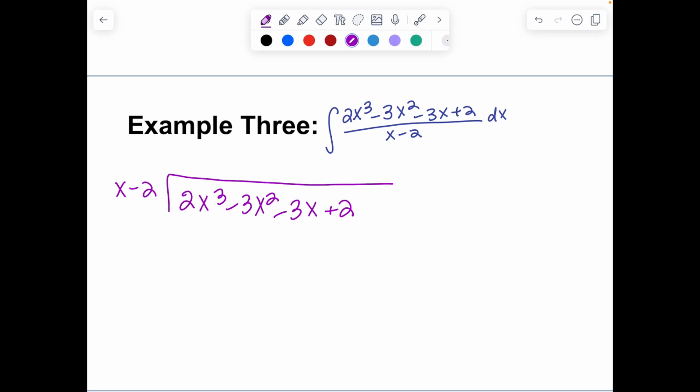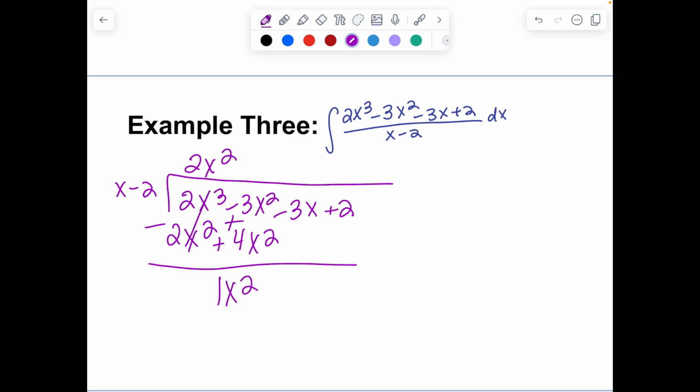So how many times does x go into 2x cubed? The answer is 2x squared. So then this will be 2x squared minus 4x squared. Subtract everything. Cancel. This becomes 1x squared. Drop down the minus 3x. I'm not worried about the 2 yet, but I can technically drop it down.